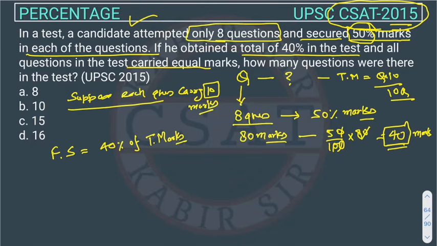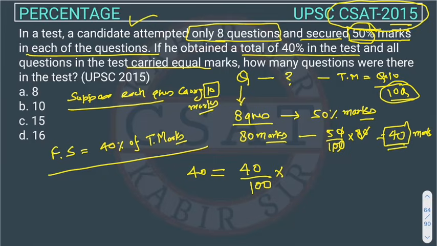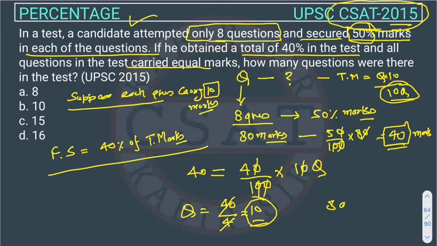Now this is given that the candidate's marks, 40, is equal to 40% of total marks. Total marks we calculated here is 10Q. This 0 will cancel this 0, 4 will come this side, so Q is equal to 40 upon 4. So answer will be 10. How many questions are there in the exam? 10 questions, and he attempted 8 questions. So the answer will be option B.